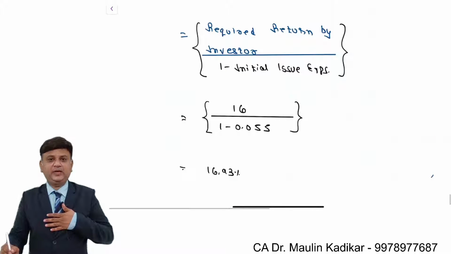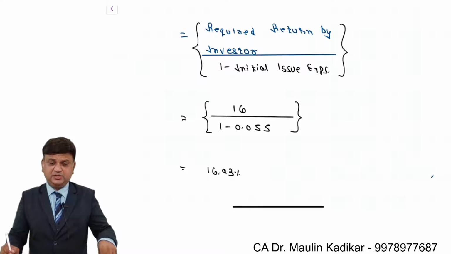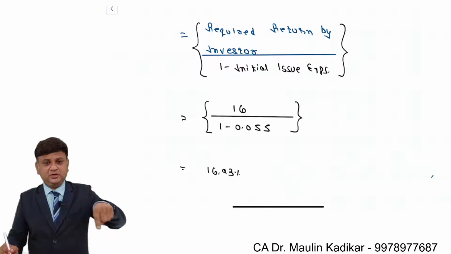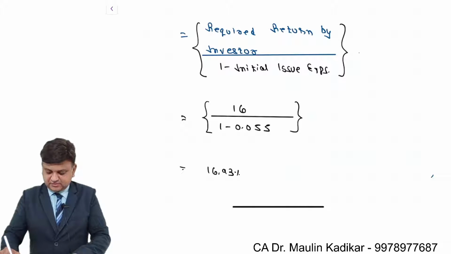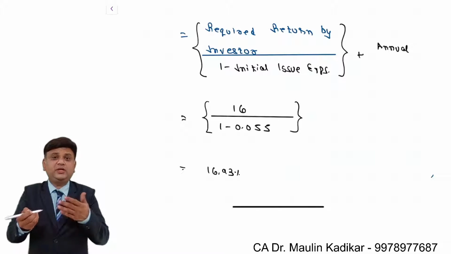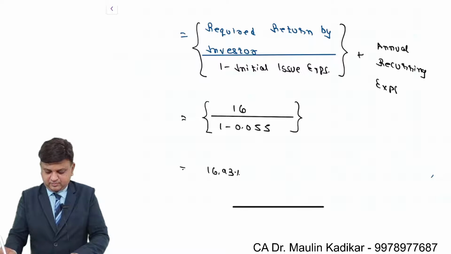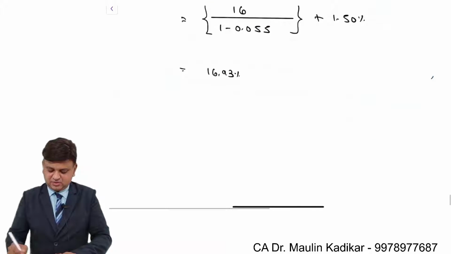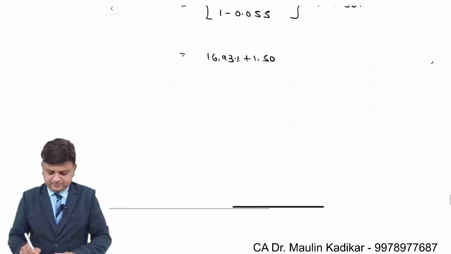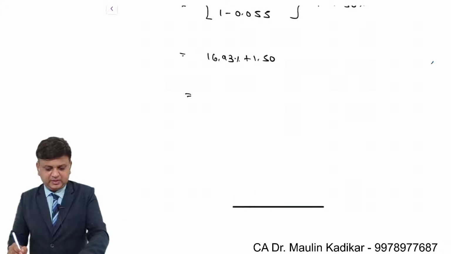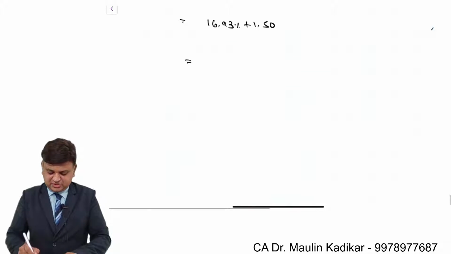So the mutual fund should be able to earn 16.93 percentage so that it can give return to the investor, plus it is required to meet with its own recurring expenses, plus annual recurring expense, that is provided to us as 1.5 percentage. So just add both of them. So in that case, the answer is going to be 18.43 percentage.